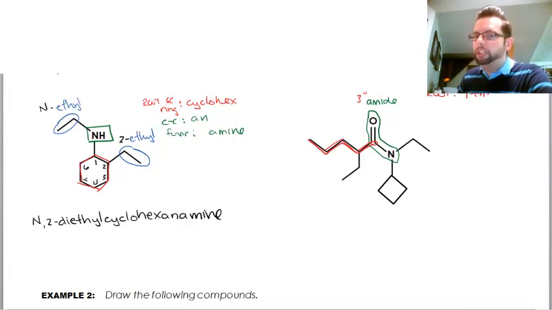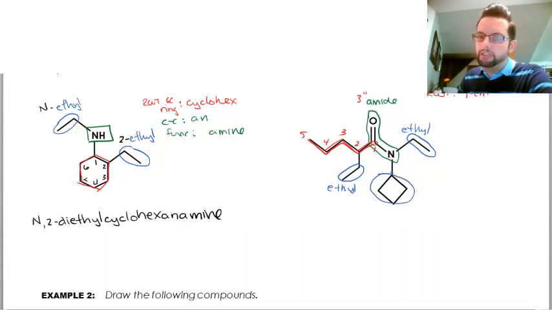And when we number our parent chain, in the case of amides, we start numbering closest to your functional group. So 1, 2, 3, 4, and 5. Everything else is going to be considered a substituent. So here I've got an ethyl group. Here, even though it's attached to the nitrogen, it's still considered a substituent. Ethyl. And that's a ring with 4 carbons. That's 4 carbons put in a ring. Cyclobutyl.